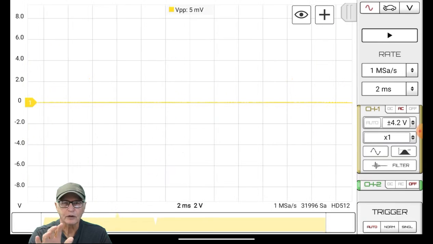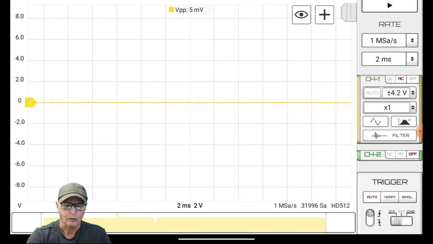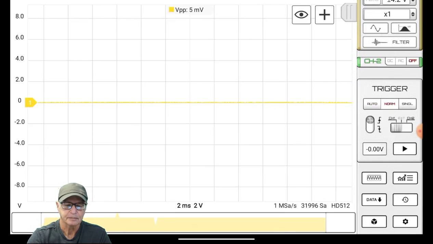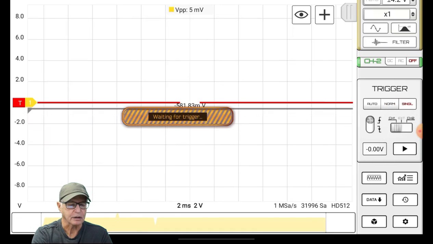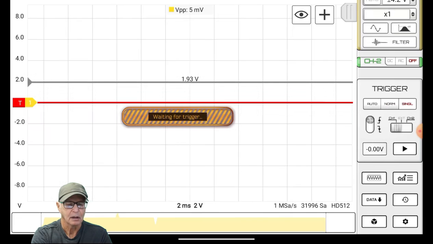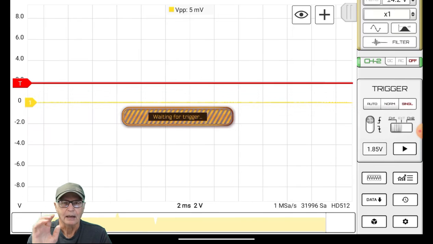Probably the most powerful use of scope mode in that single page is the single trigger method. Right, so we enter it here, position our trigger, and when the condition is met, the capture will take place.